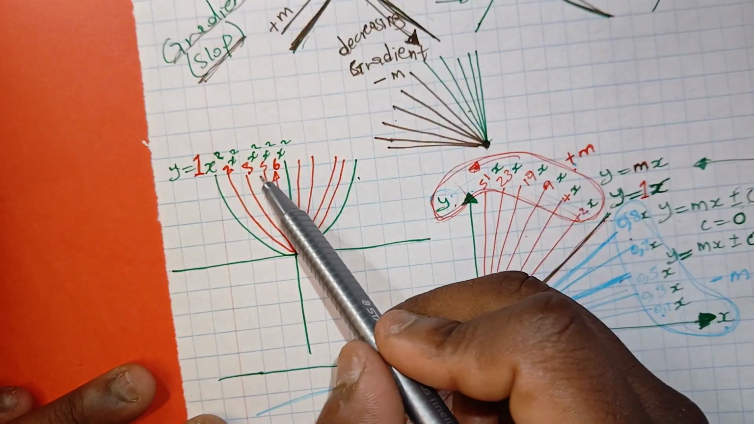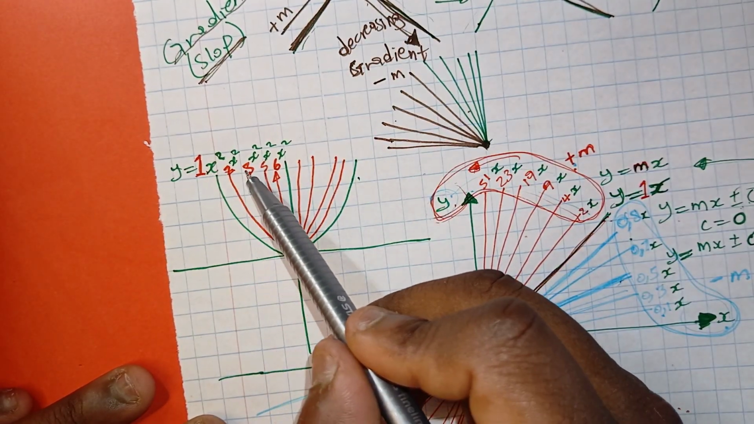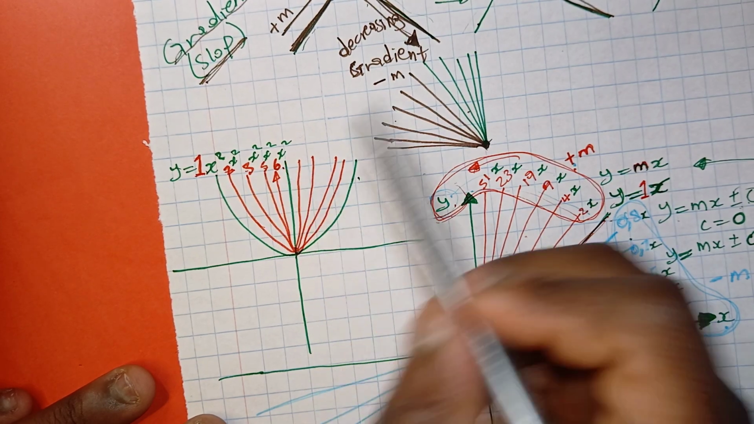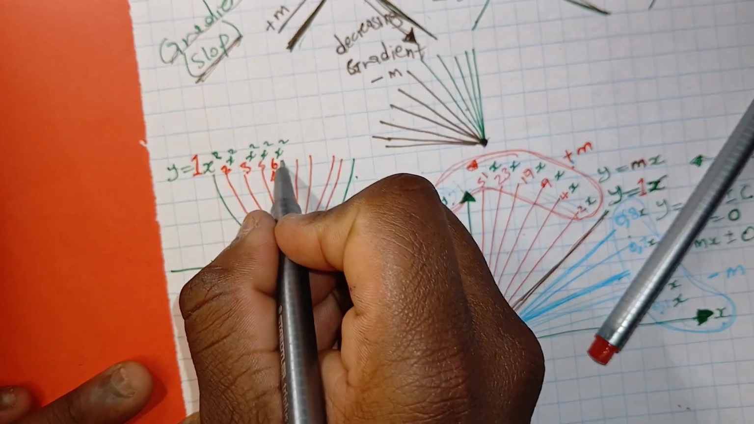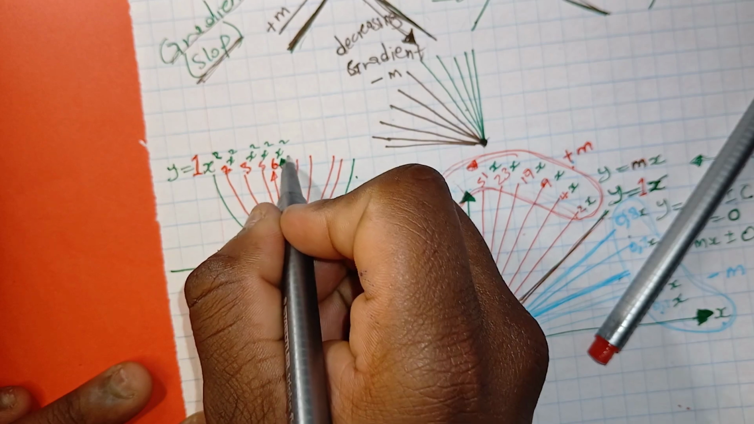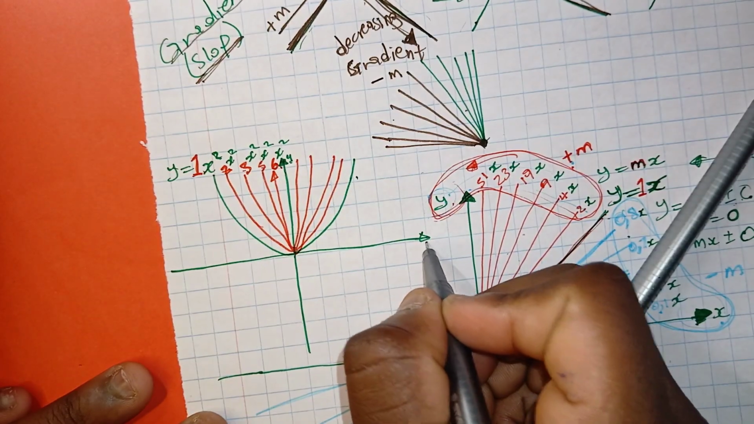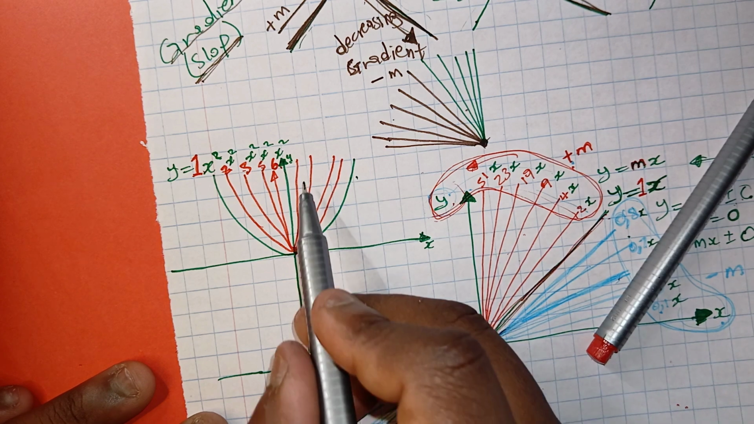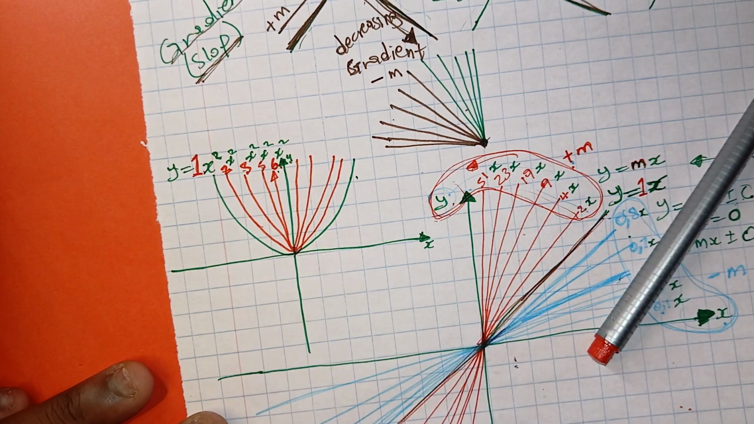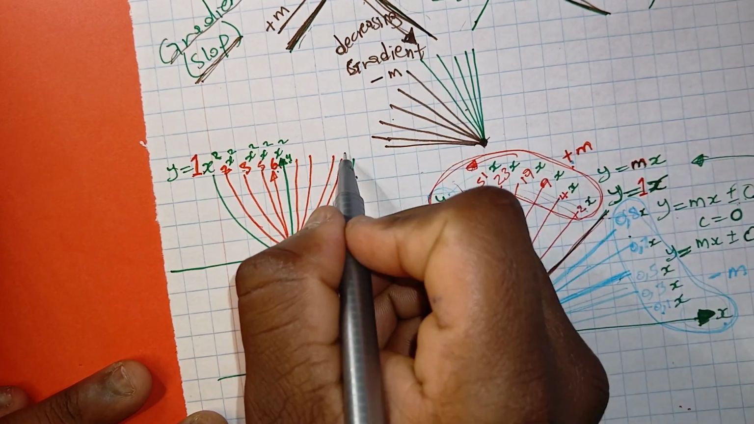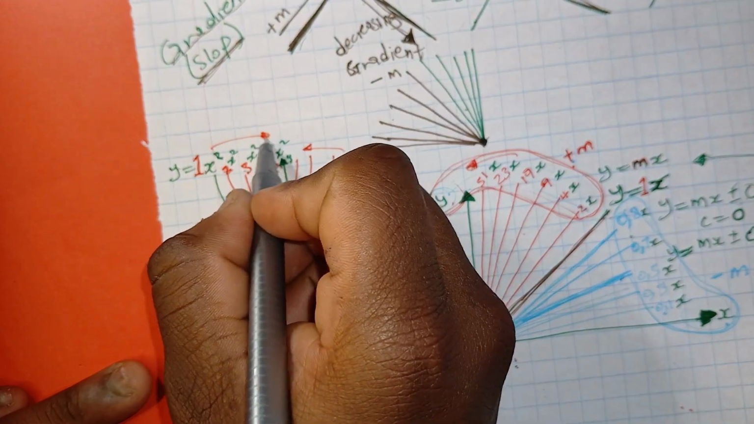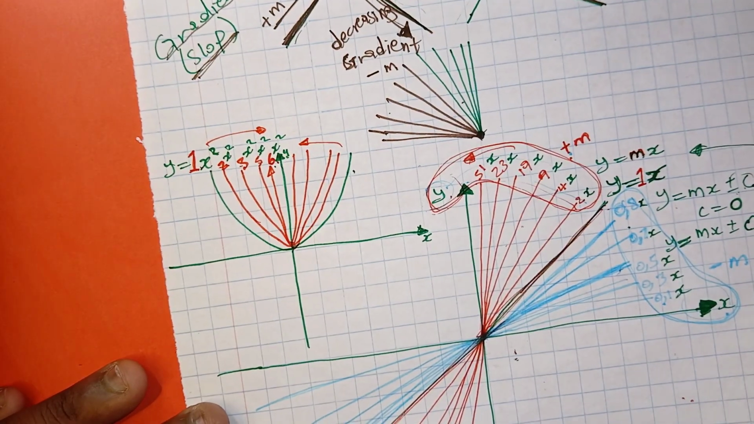As I increase the gradient, my graph is getting close to the y values. Remember, guys, these are the y values and these are the x values. So as I increase the gradient, the graph is getting close to the y values.